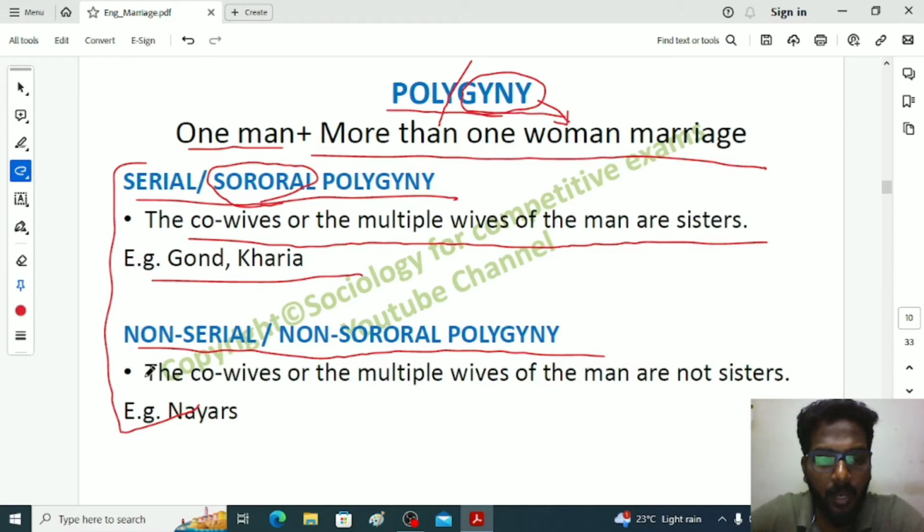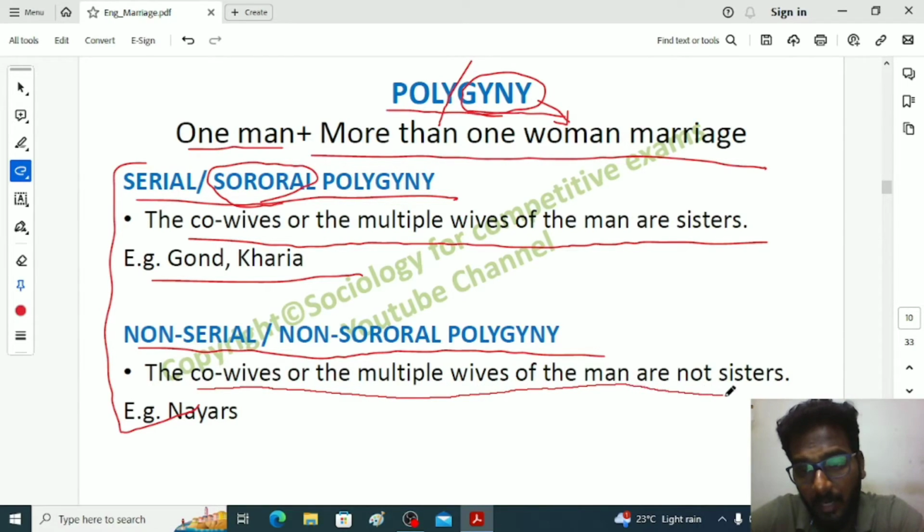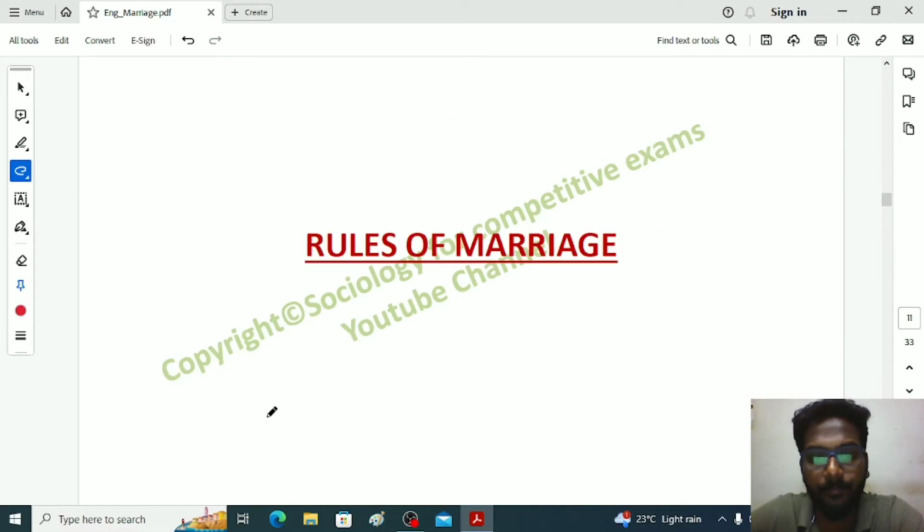Next is non-serial or non-sororal polygyny. In this case, the co-wives of the particular man are not sisters. One wife may come from another family or another tribe or another village. So this type of marriage is familiar among Nayars.